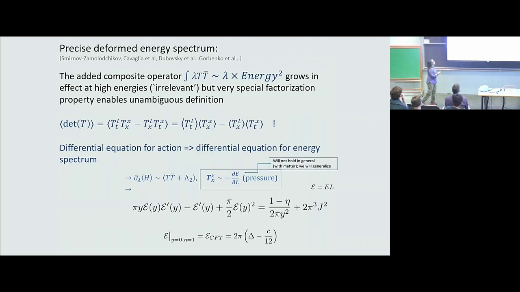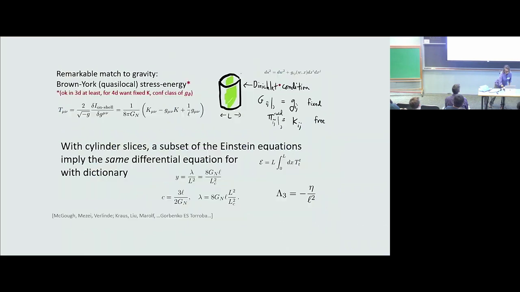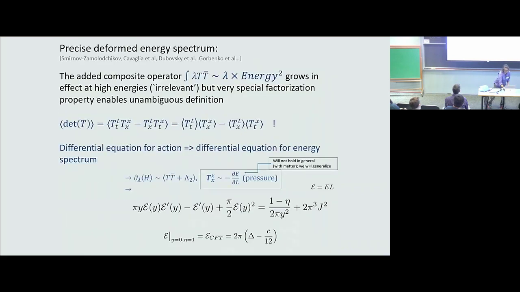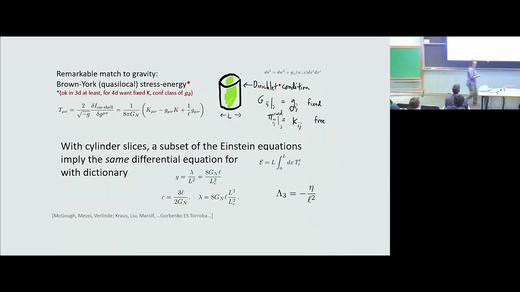As people generally are aware, this composite operator TT bar is very simple and special. It factorizes up to total derivatives, which disappear in the deformation equation. That leads to a differential equation for, if you like, the interaction Hamiltonian. If you then plug in the expression for the pressure in simple situations, although this expression for the pressure does not hold with matter in general, you get a differential equation for the energy levels with the boundary condition I mentioned, which is solvable. I'll give you the solution in a moment.